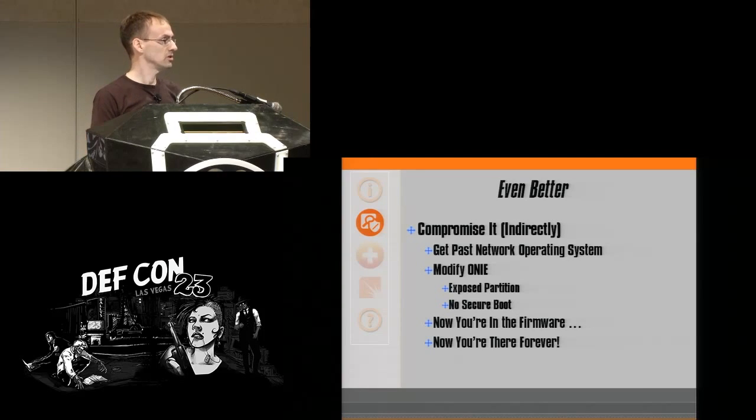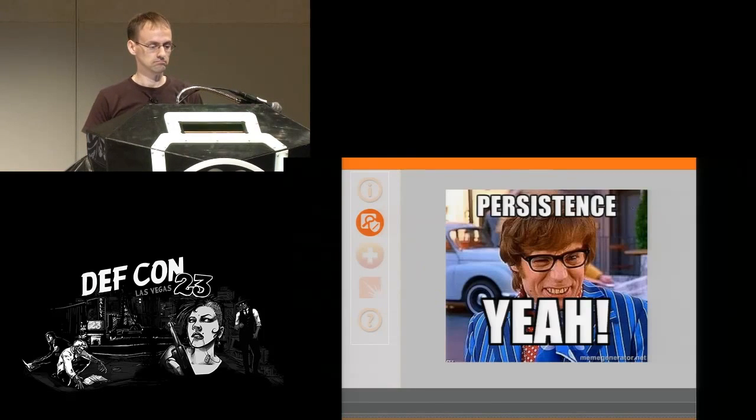So over and over again, this will regain your persistence, right? ONIE will keep doing whatever you tell it to do. So if you compromise the network operating system and you're able to compromise ONIE, then anytime a new network operating system is installed, you're basically back again. Right? Because now you're in the firmware, you're essentially there forever. And that's what we're looking for, right, as attackers. Or as, of course, white hat penetration testers, we're looking for that persistence. Okay.